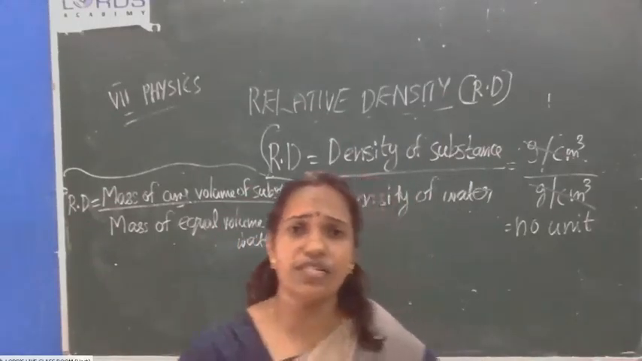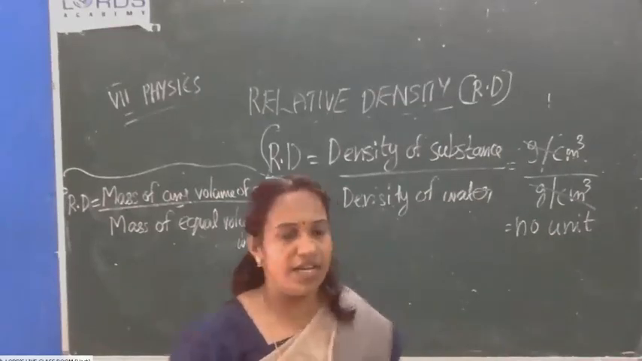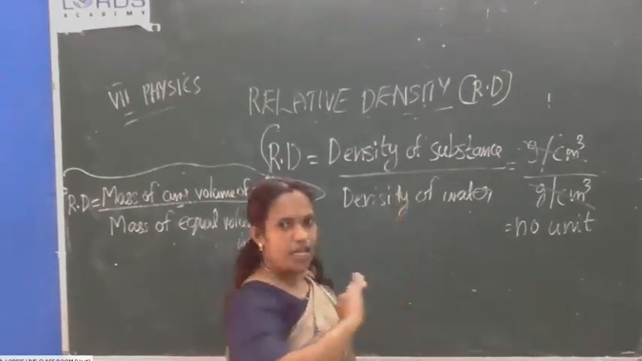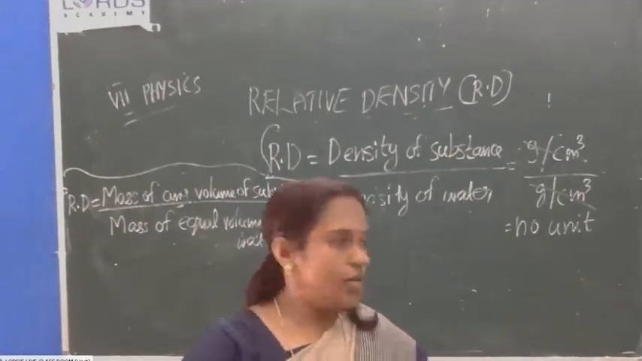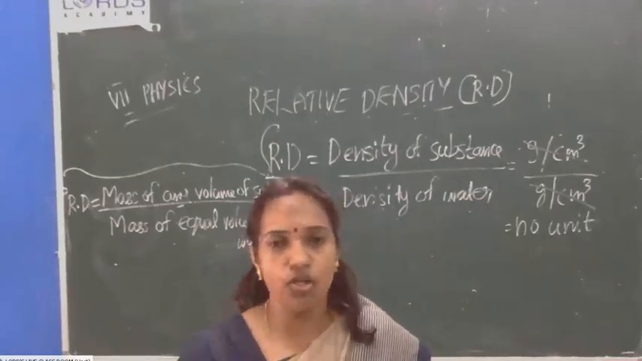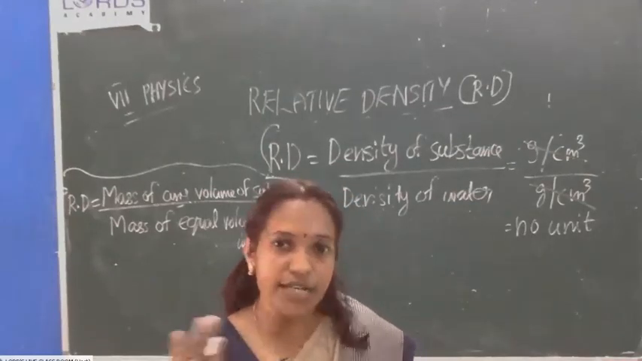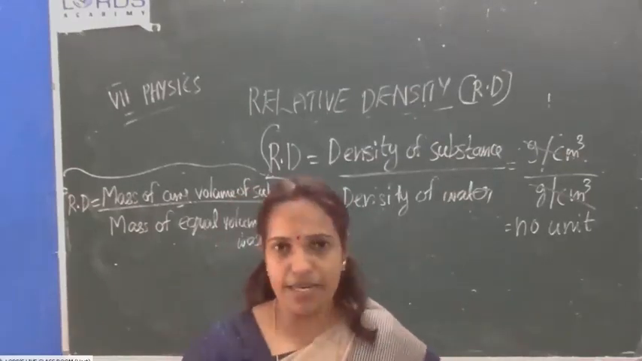In higher grades you will study that normally ratios will not have a unit. This is also a ratio, isn't it? Ratios will not have a unit. You will get only a number. So suppose you are calculating relative density, you will get only 25 or 28 like that. Don't write a unit there. Clear? Only a simple sentence, but it's very important.